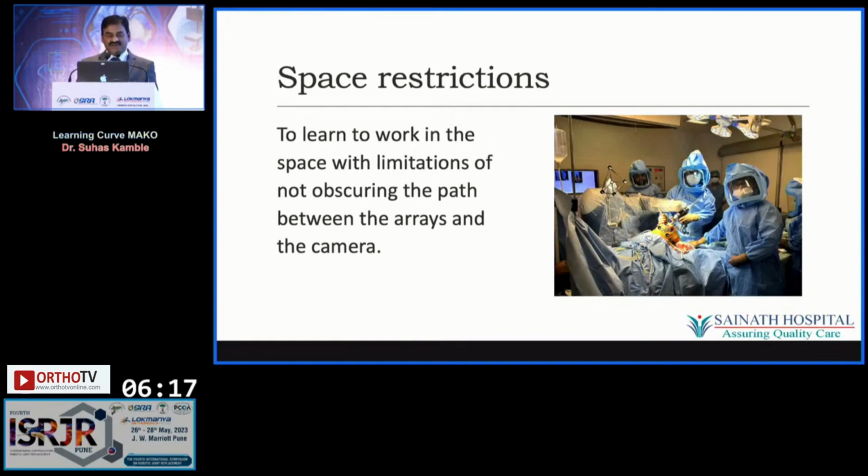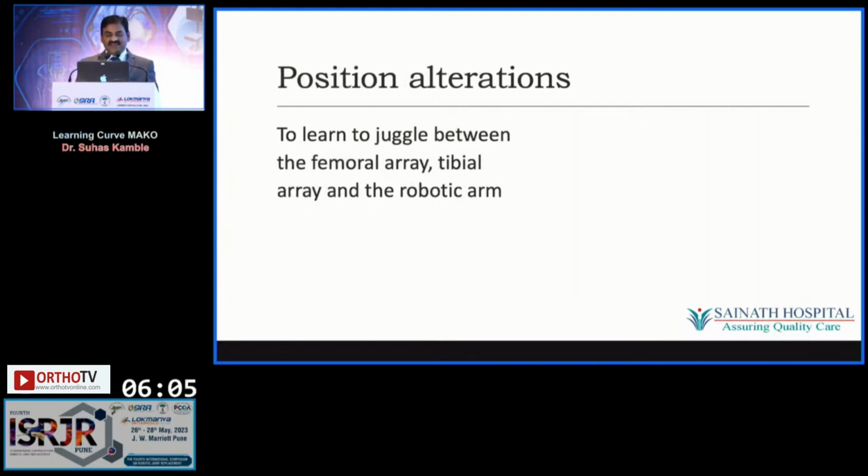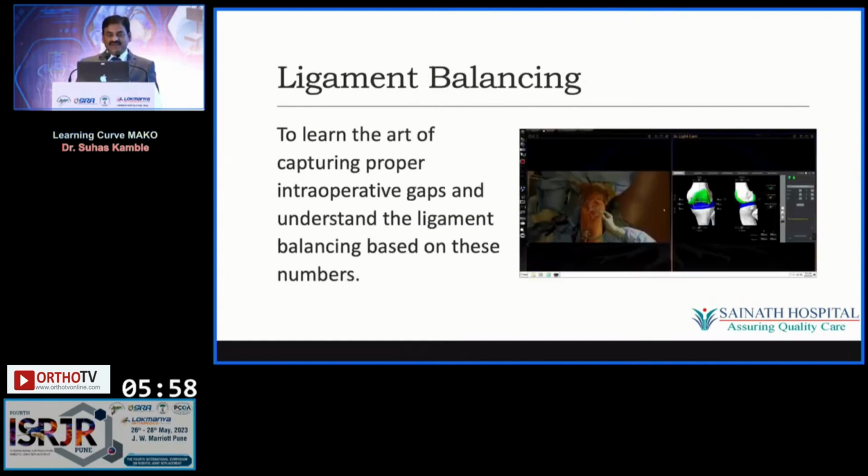We have to learn to work in a space with limitations of not obscuring the path between the arrays and the camera. So on the side where the camera is, we need to adjust the position of the assistants. We need to learn to juggle between the femoral array, tibial array, and robotic arm.